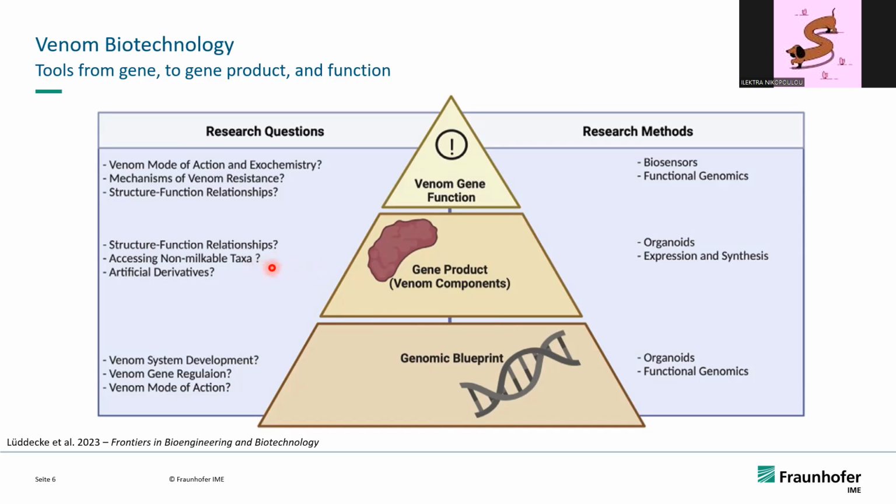From there, we slowly proceed into the level of the gene product, which is the toxins themselves, looking at structure-function relationships, how we can use it to access non-milkable taxa, which is for me the most interesting application, but also their artificial derivatives could be created with the same technology. And after that, we quickly summarize how biotechnology tools can be used to study venom gene function, which means unveiling modes of action and looking into exochemistry, but also studying venom resistance and again, diving into structure-function relationships.